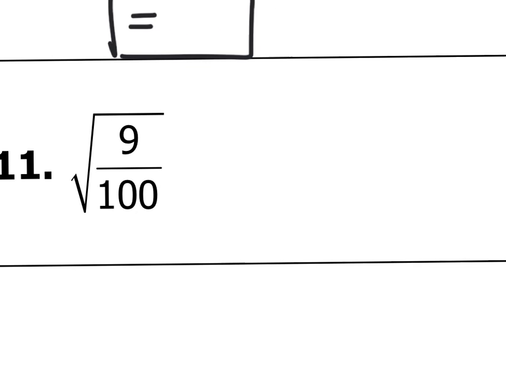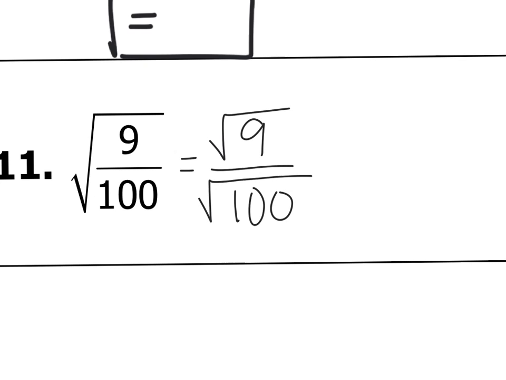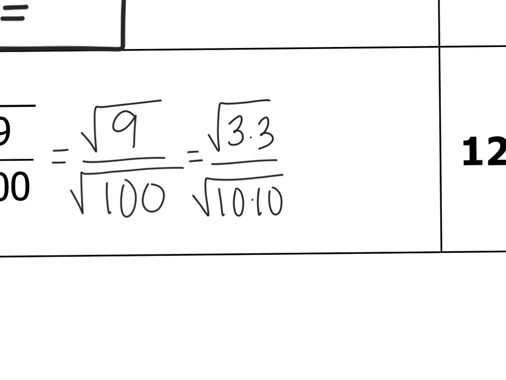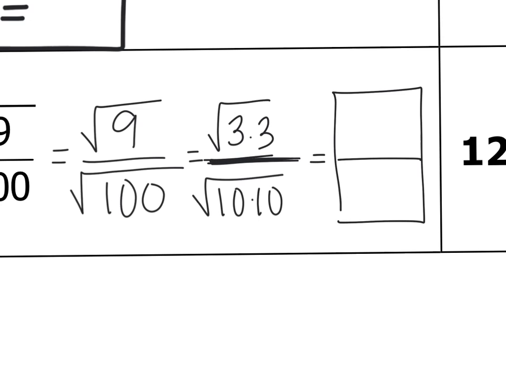Next, we're going to look at the square root of 9 divided by the square root of 100. So I break this down as the square root of 9 divided by the square root of 100. I know that this is the same thing as the square root of 3 times 3. And I know that the square root of 100 is the same thing as the square root of 10 times 10. So see if you can figure out how to simplify your answer as a fraction.